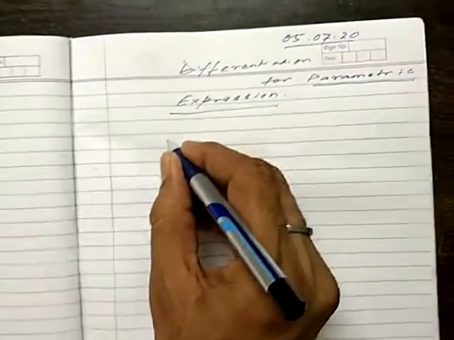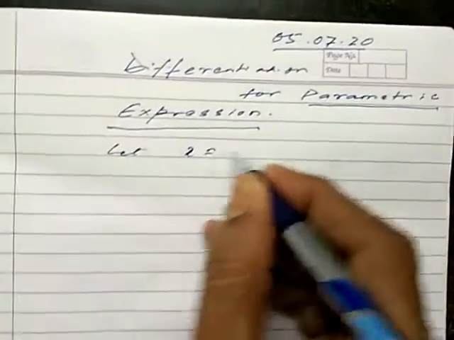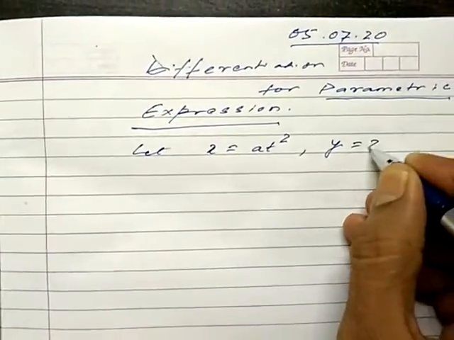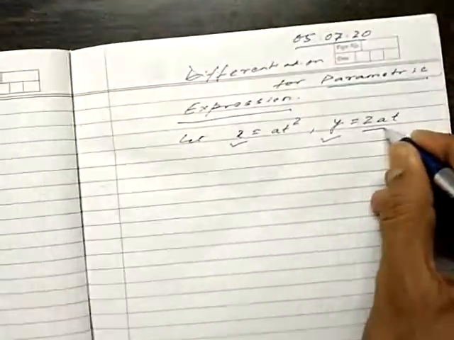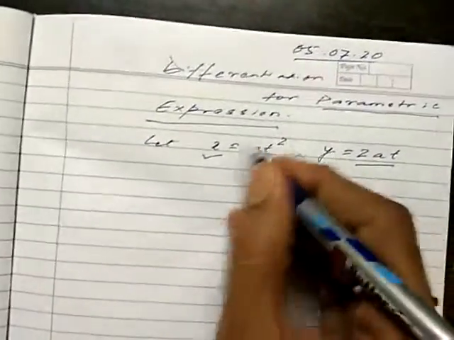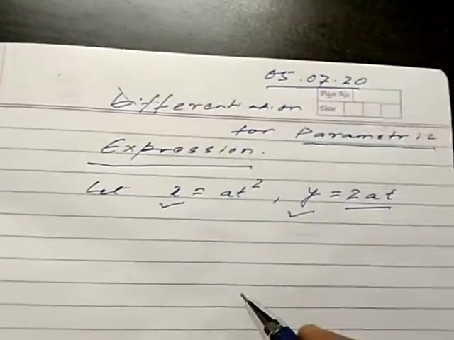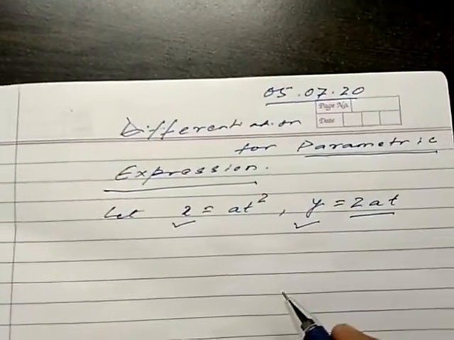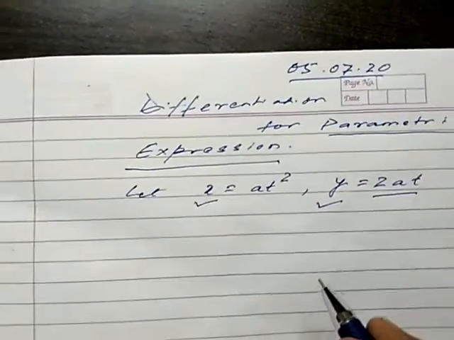But first of all, we should be aware of what a parametric expression is. Suppose I am taking x is equal to at square and y is equal to 2at, 2at in fact. So we have expressed the two variables x and y in terms of a third variable, that is t. Whenever we express the independent and dependent variables, which we are already aware of, in terms of a third variable, that expression is the parametric expression. This is our first piece of information which we have to gather.